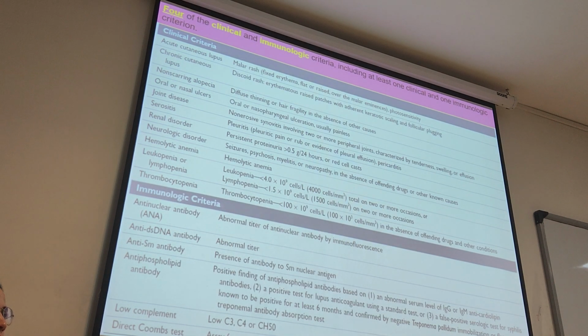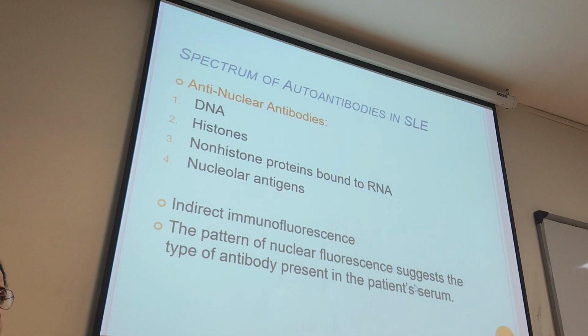Direct Coombs test, and we also have some antiphospholipid antibodies. So these are the criteria. Is it necessary to memorize all? No, you should be just familiar with the criteria and the things that we have in the next slides. But it is not necessary to memorize them.